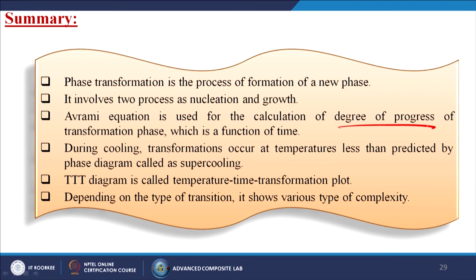TTT diagram is called the temperature time transformation plot. Depending on the type of transition, it shows various types of complexity. So, in this lecture we have seen that by changing the temperature and changing the time, the material of the same composition behaves differently, showing different phases and different physical properties. Thank you.